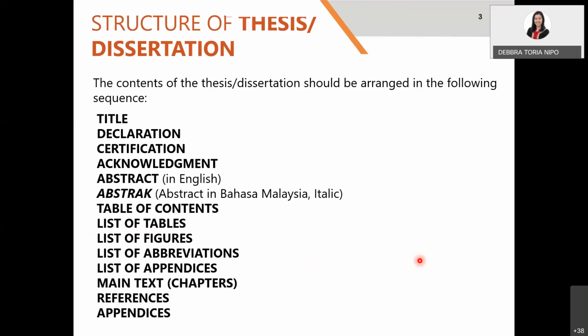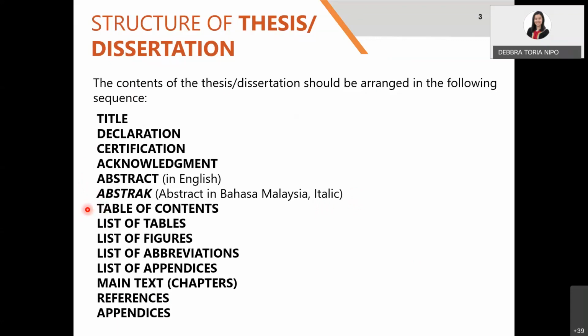Okay, so the structure of thesis or dissertation. These are the contents that are required to be included in your thesis or dissertation, and they should be arranged in the following sequence. First, you would have to have your title page, and then followed by declaration, certification, acknowledgement, abstract in English, if you are doing your thesis or dissertation in English. And then you should also have a translated version of your abstract. This translated version has to be in Bahasa Malaysia and it has to be italic. We will have a sample on this later on, in case some of you are still not sure of how to do this.